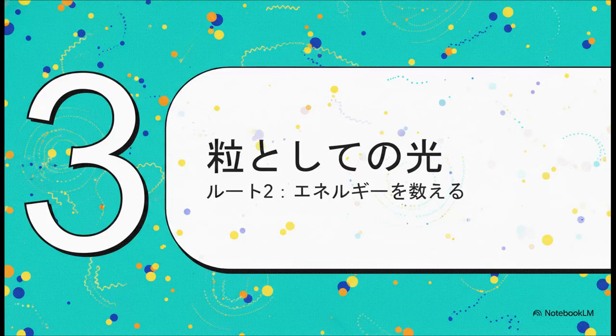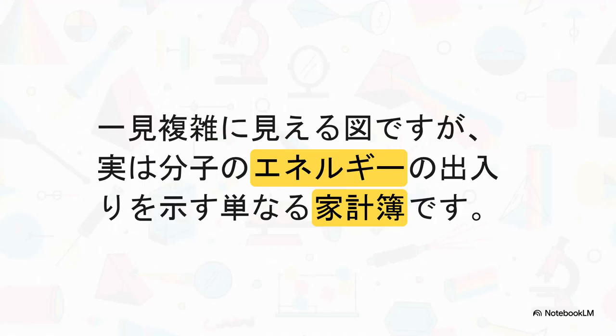Okay, Section 4, Path 2, the particle nature of light. Let's completely shift gears here. This is where we stop looking at waves and start treating light as discrete packets of energy. I know terms like quantum states sound intimidating, but let's completely reframe the famous Jablonski diagram. Forget the heavy physics for a second. It's literally just a household account book for molecular energy.